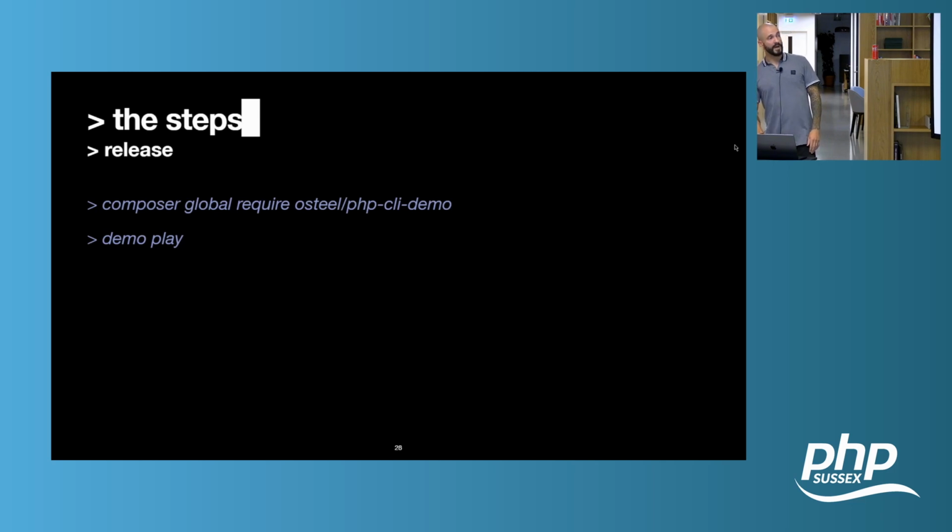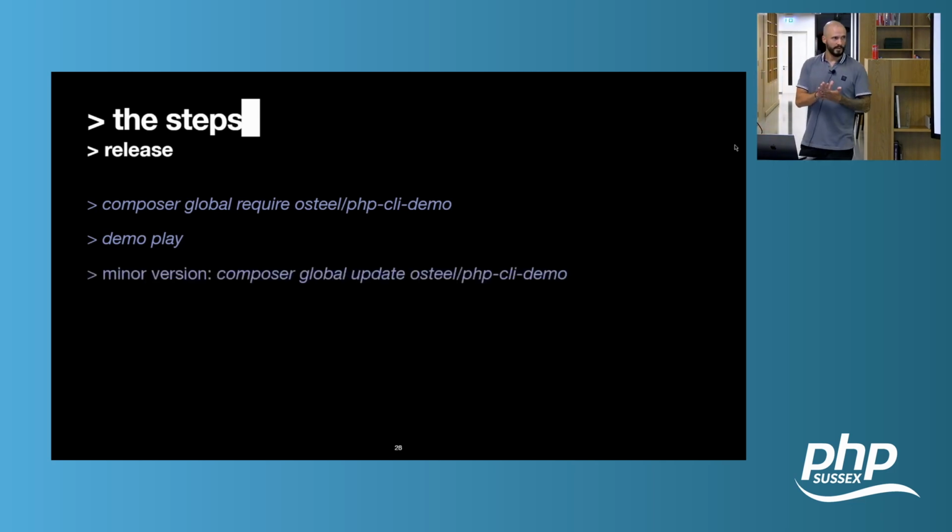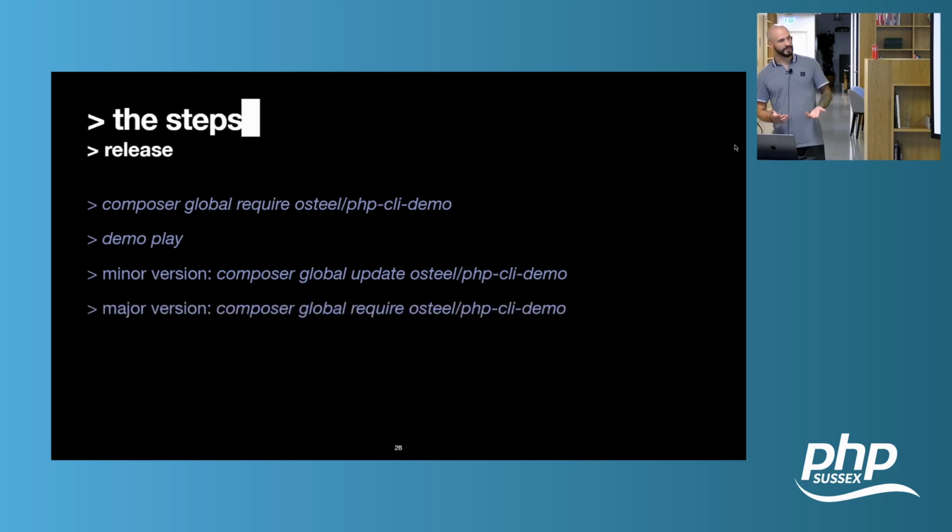If you release a minor version, say 1.1, the way to get it is by running Composer Global Update and the name of your application. And if you release a major version, say 2.0, you would need to run Composer Global Require again. And that's it for the concrete steps of building a console application with PHP.